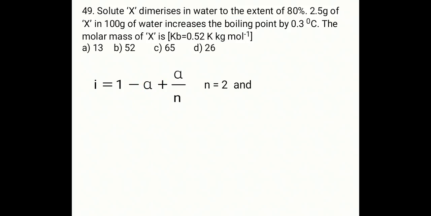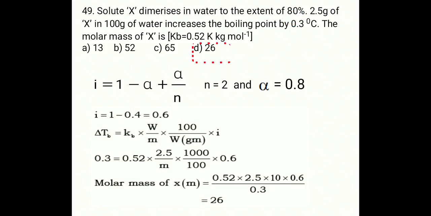So here n is equal to 2. Why have I taken 2? Because here it dimerizes, which means before dimerizing it was, remember, 2, and then it gives rise to twice. Hence remember n is equal to 2. Then alpha is equal to 0.8, because 80% is given, so 0.8, right? So now in this particular case, I is equal to 1 minus 0.4. If you simplify this, you will get 0.6. Then substitute in this particular equation, and you are going to get the answer as 26.